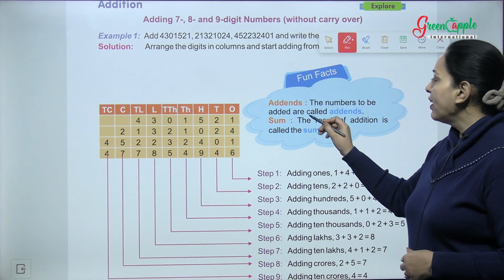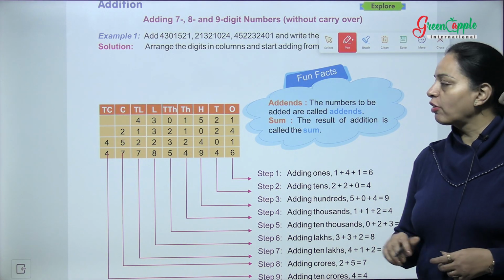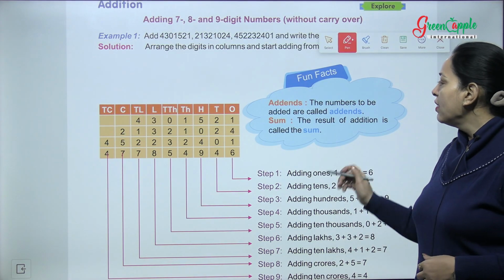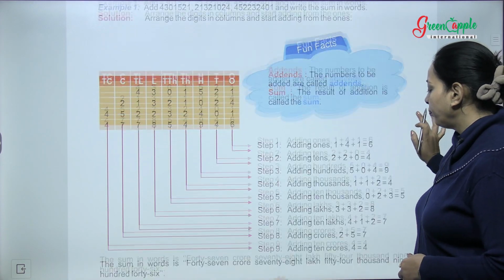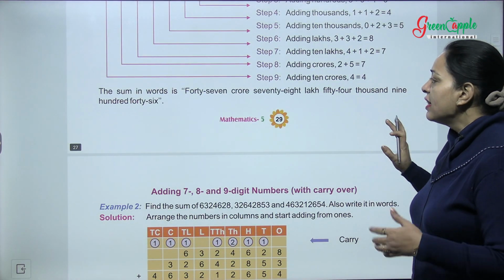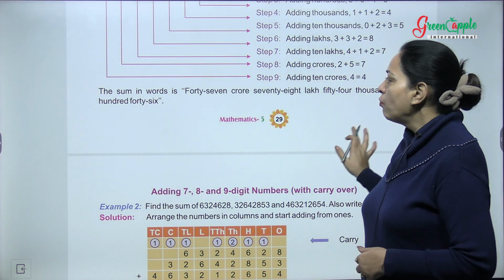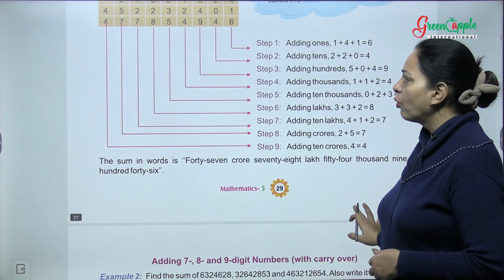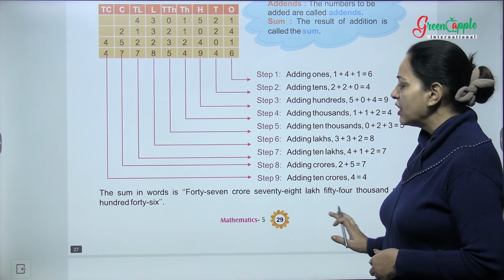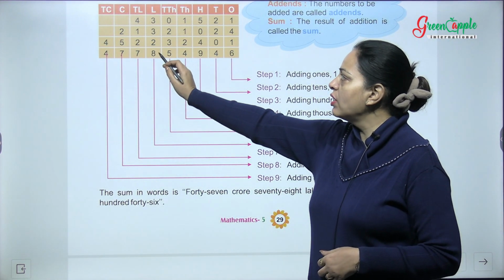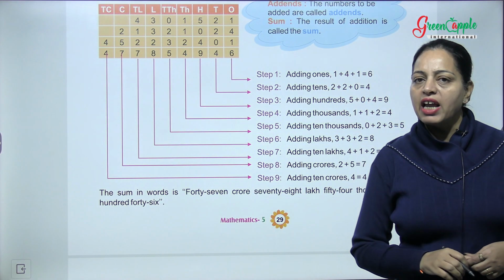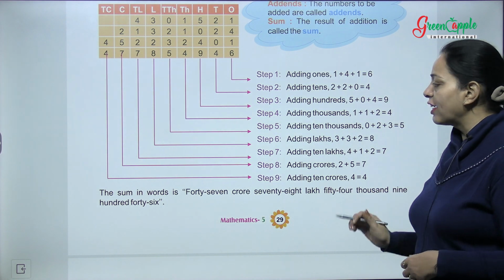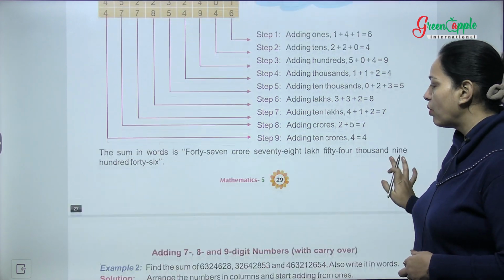Now, the numbers to be added are called addends, and the result of addition is called the sum. You know this very well. So now, the sum in words is 47 crore 78 lakh 54,946. So we have to write it in words.